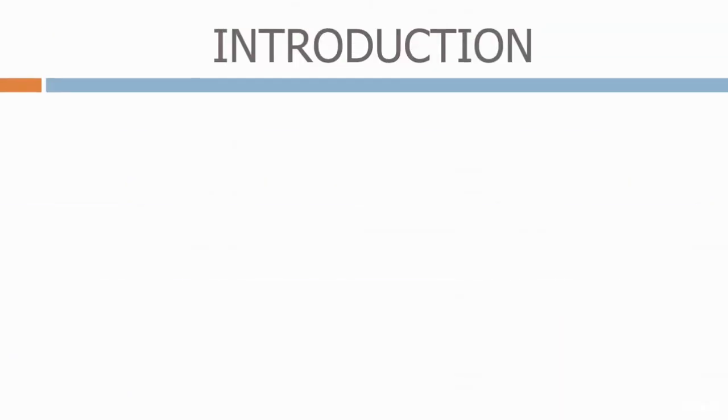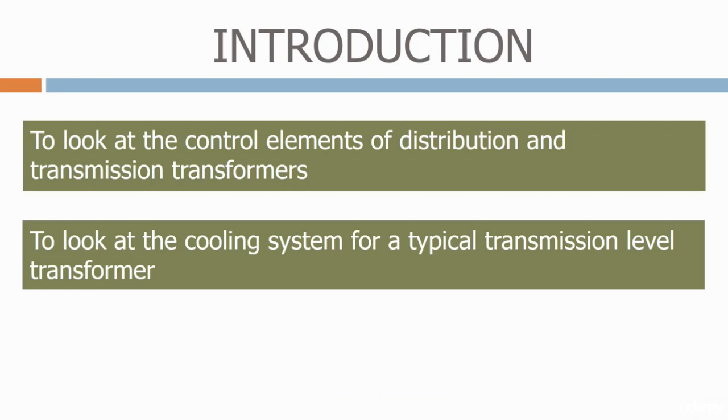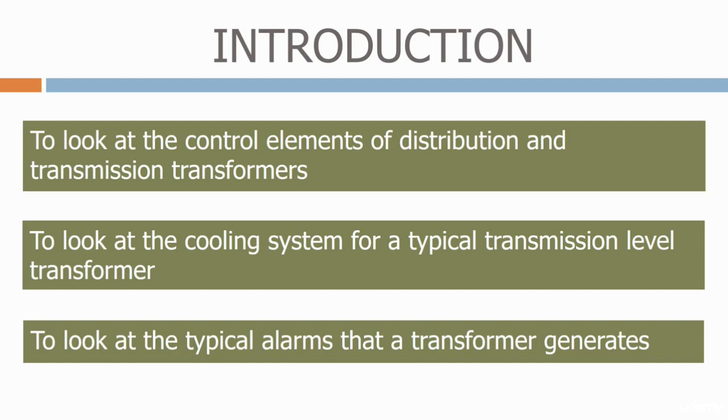The aims of the course are to look at the control elements of distribution and transmission transformers, to look at the cooling system for a typical transmission level transformer, to look at the typical alarms that a transformer generates.